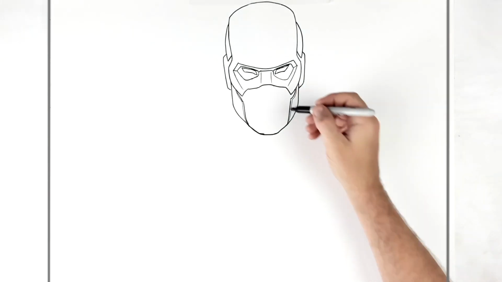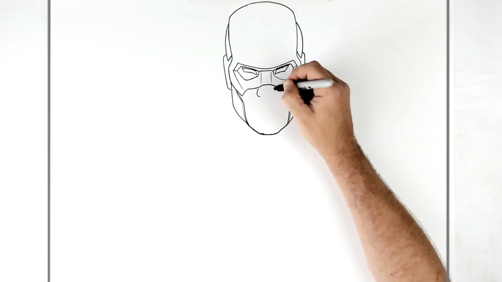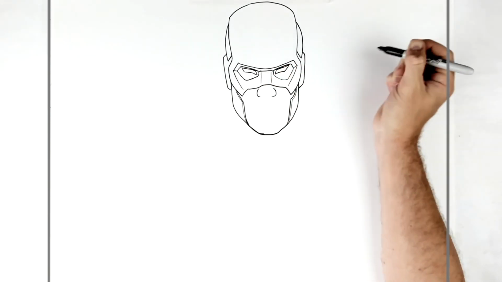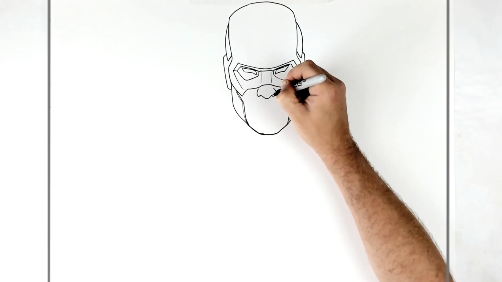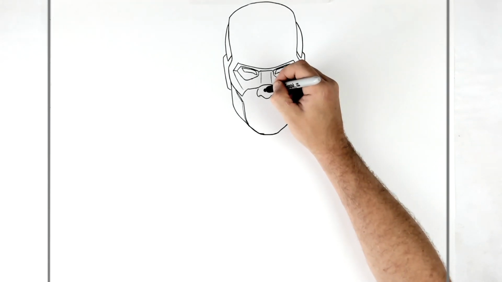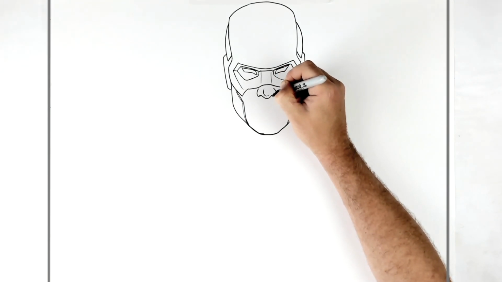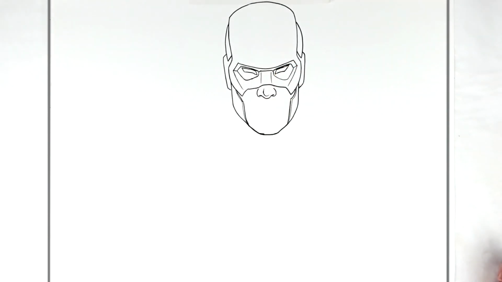Then we got some facial features just inside. So his nose, we got the nostrils just here on the sides. And the middle of his nose just comes down, back up like so. Maybe a line just on the tip of his nose here. Darken those nostrils just to show there's a bit of shadow inside.